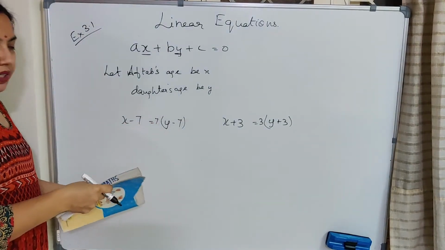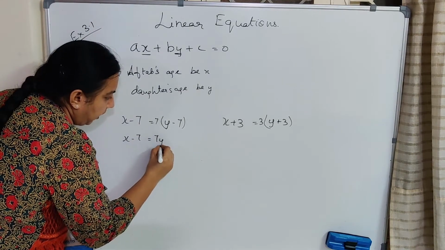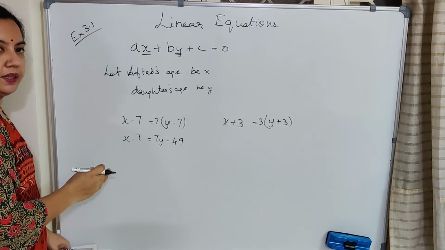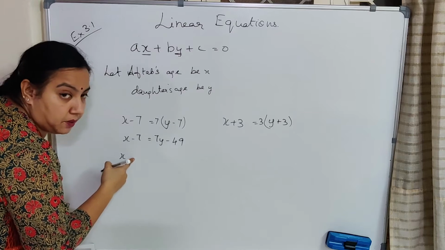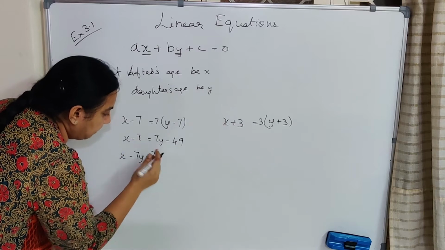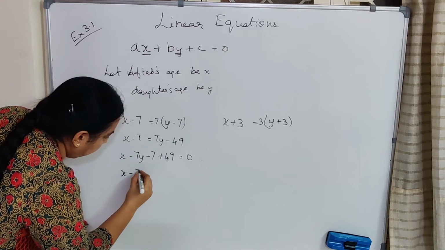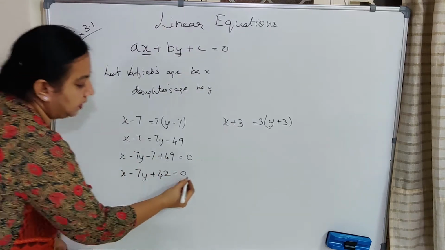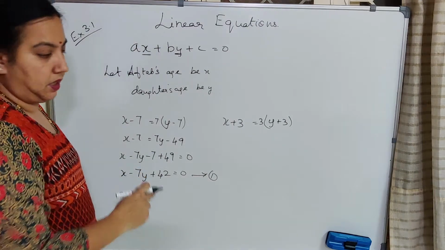Okay, so now we are making the equation. This becomes x minus 7 equals 7 times y minus 7, that is 7y minus 49. I bring the x and y together, then I bring the constant also. When 7y comes here it becomes minus 7y, and this already is minus 7, and when minus 49 comes here it becomes plus 49, so the equation becomes x minus 7y plus 42 is equal to 0. This is the first equation. We always mark an equation like this, with an arrow mark, and I mark it as the first equation.